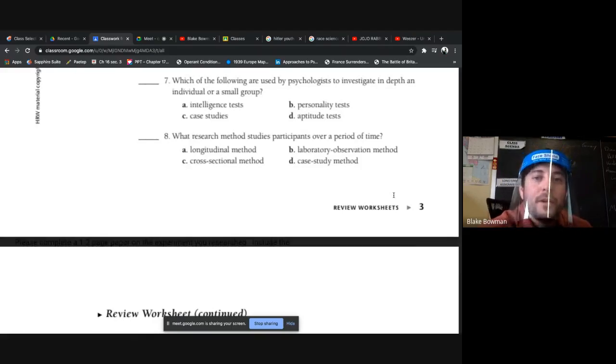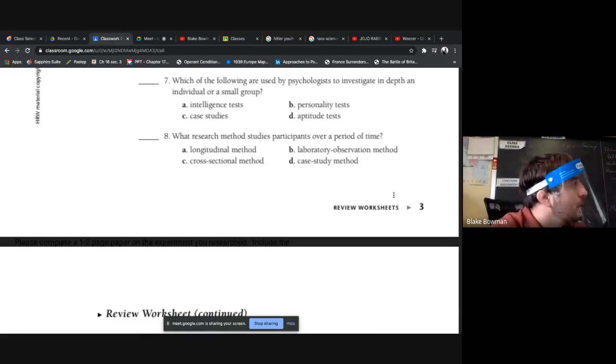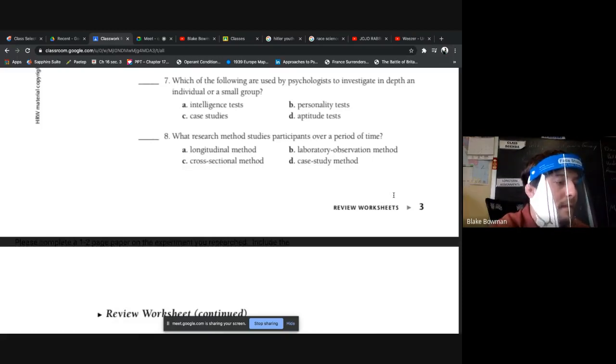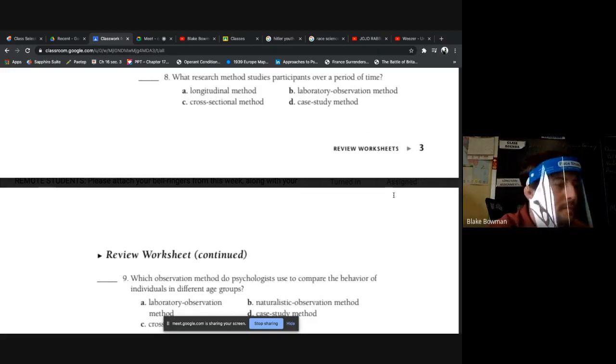All right, 7. Which of the following are used by psychologists to investigate in depth an individual or small group? What do you got, Michaela? C, case studies. Good job, case studies. So we talked about some case studies and resembled it to the research method here and scientific method throughout the course of this chapter. And we used Emily Rose's experiment almost like a case study, and we used Clever Hans, right, and how we used his as a case study. All right, 8. What research method studies participants over a period of time? So I guess I should have been a little bit more detailed, but what do you have here, Hannah?